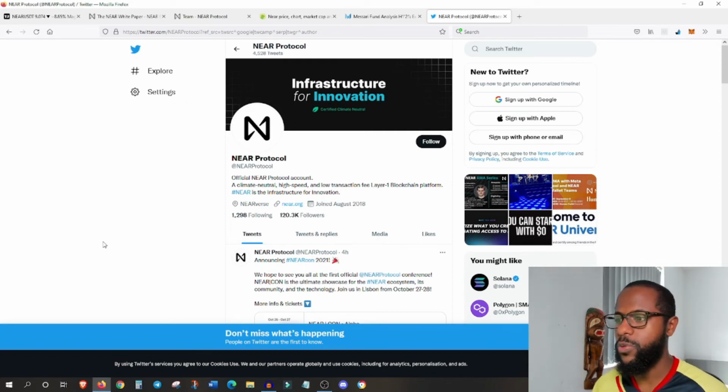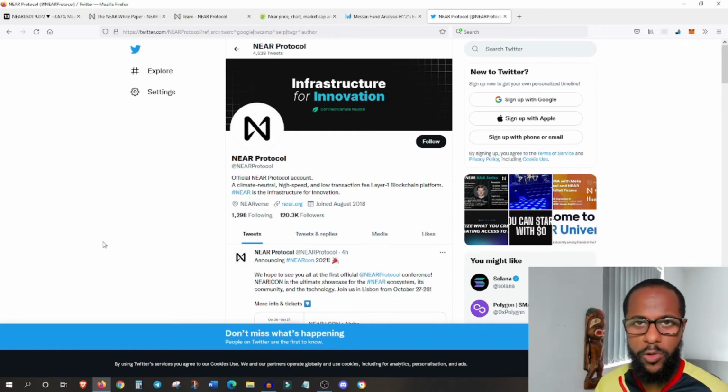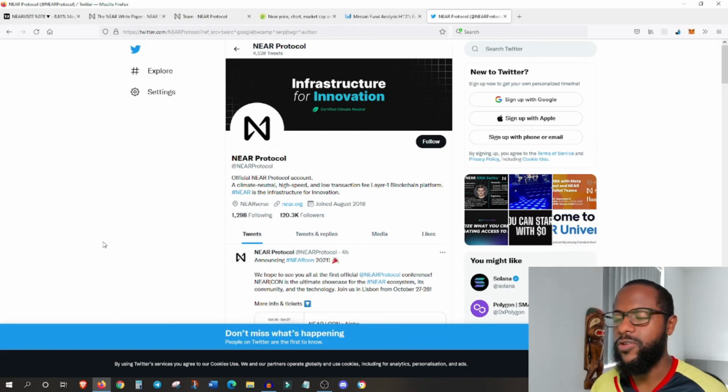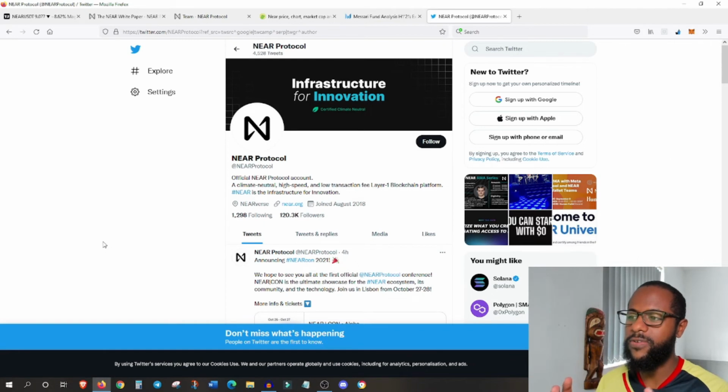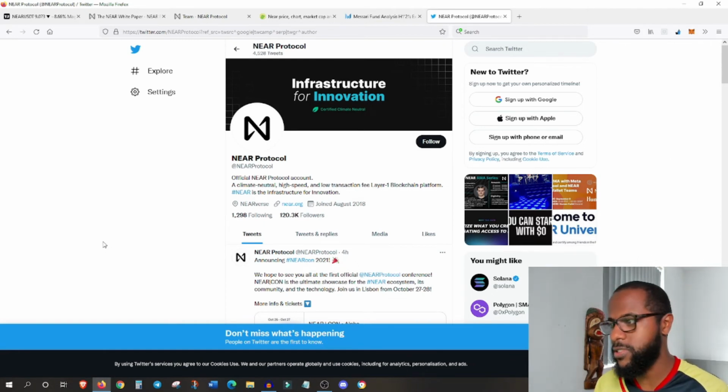push the project forward. You could have the best project in the world, but if there's no one supporting it, then it's not going to go anywhere. It's just going to stay where it is and not progress. So this is a very good sign that they have over 120,000 followers.